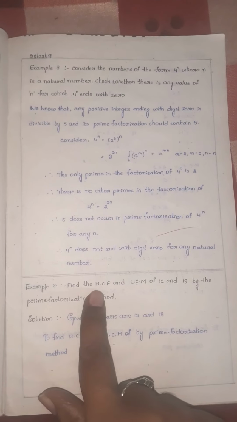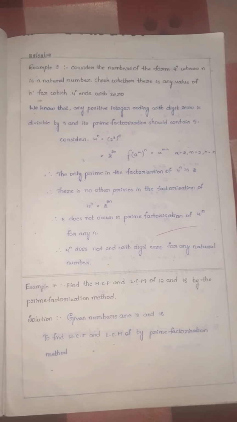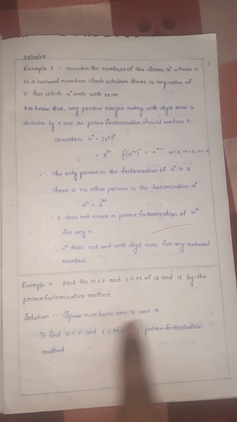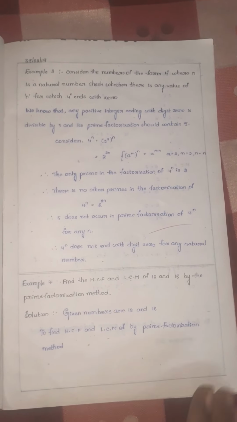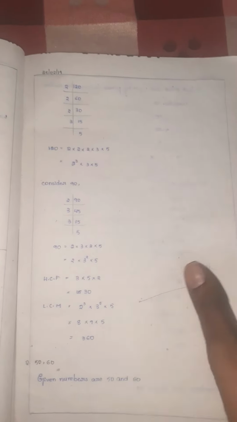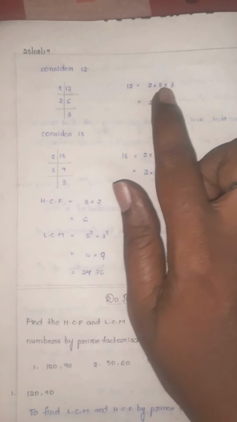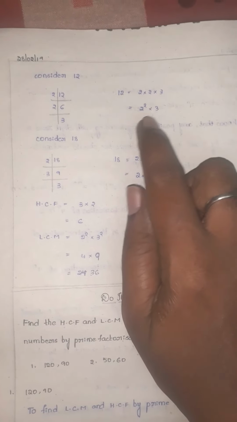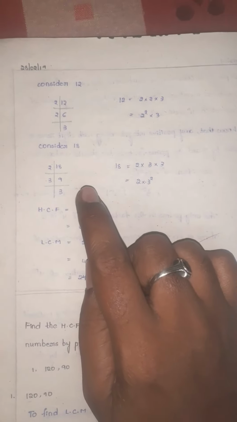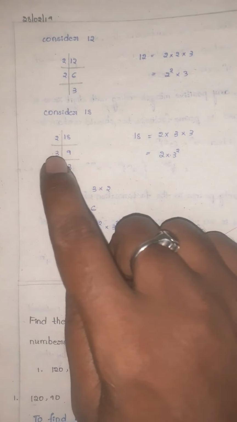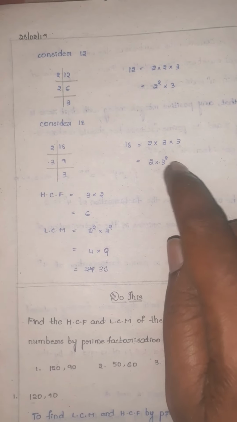Next, example 4. Find the HCF and LCM of 12 and 18 by the prime factorization method. So the given numbers are 12 and 18, and it is asking to find the HCF and LCM by the prime factorization method. So if you are taking 12, 2 6s are 12, 2 3s are 6. So 12 is how much? 2 into 2 into 3. So how many 2s are there? Two 2s. That's why 2 power 2 into 3. Next consider 18. 18 can be written as 2 9s are 18, 3 3s are 9. So 18 is equal to 2 into 3 into 3, so 2 into 3 power 2.